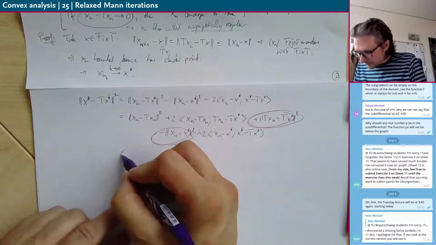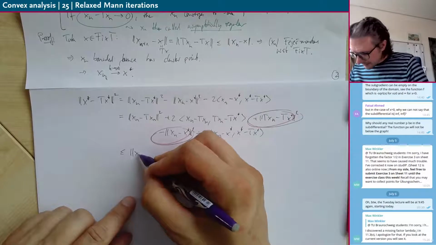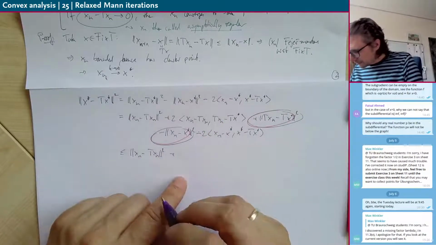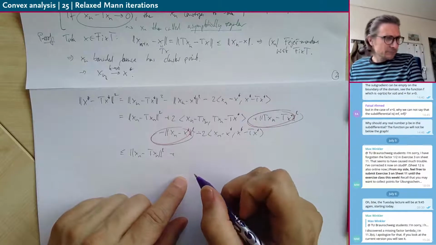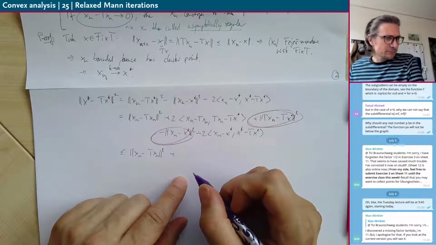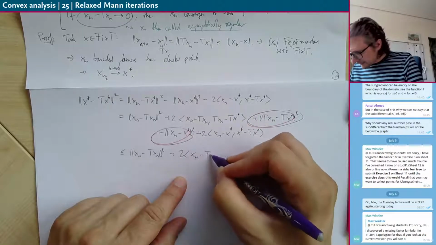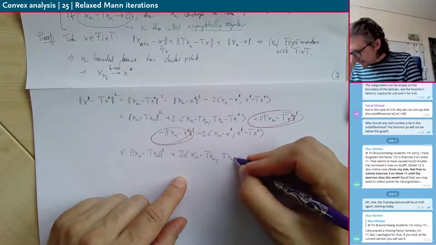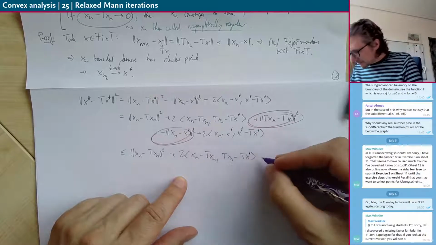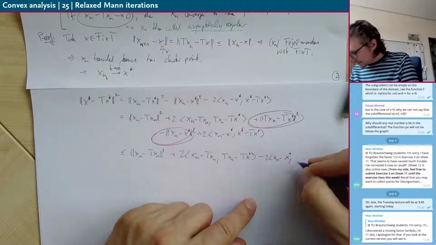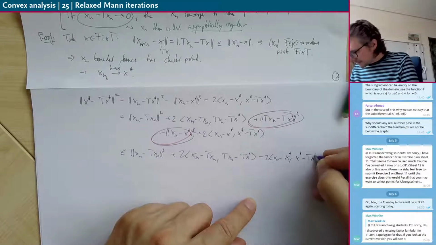Because now we estimate by ||xn - Txn||² plus the 2 inner products here. Yeah, 2 inner products: xn - Txn and Txn - Tx*. This was plus minus 2 times xn - x* and Tx - Tx*.